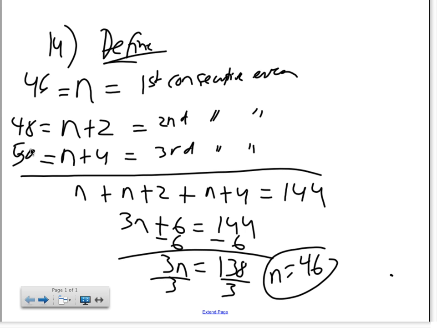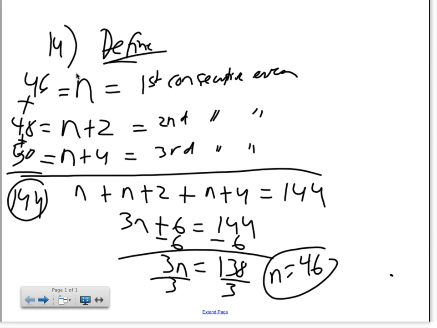For goodness sake, take the 3 numbers and add them to see if it's going to come out to be 144. That's what the checking part is. And if your answer is 144, you know you got the right 3 numbers. And yes, if you take 46 plus 48 plus 50, the answer is 144. Does that make sense now? Okay, take a look at number 15.